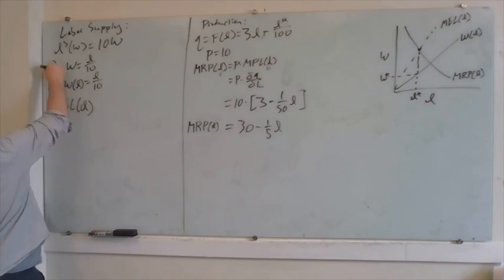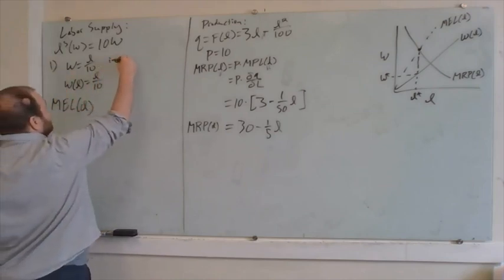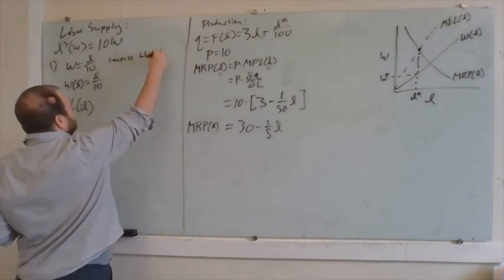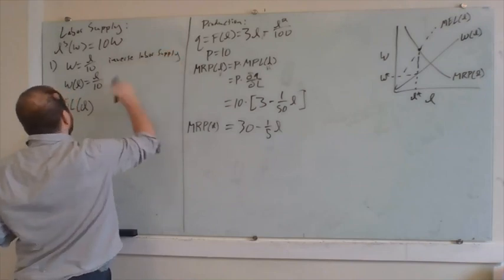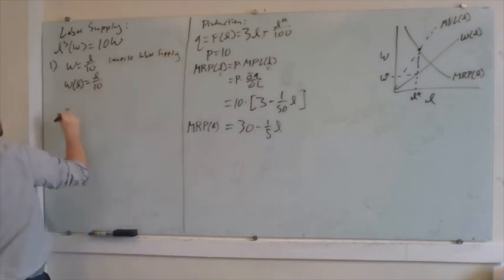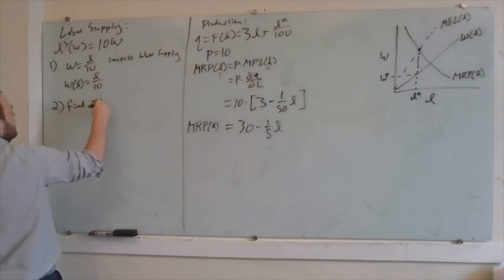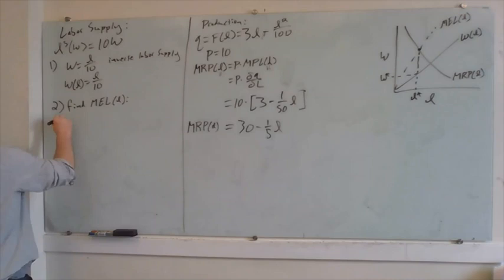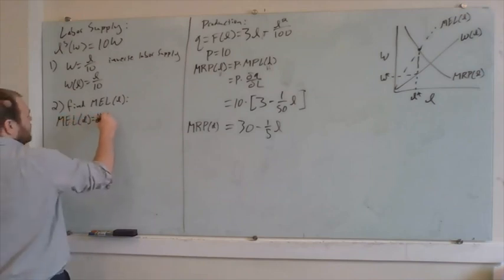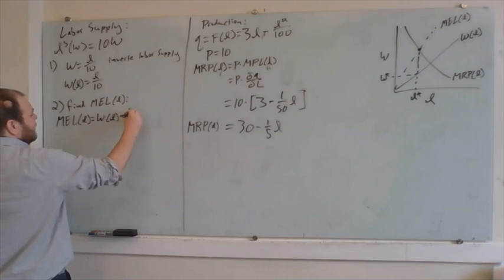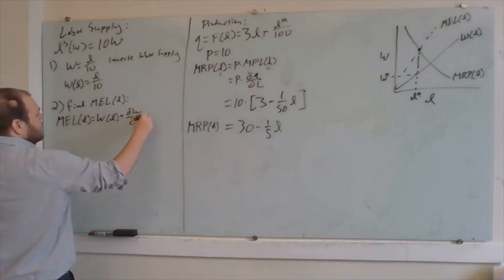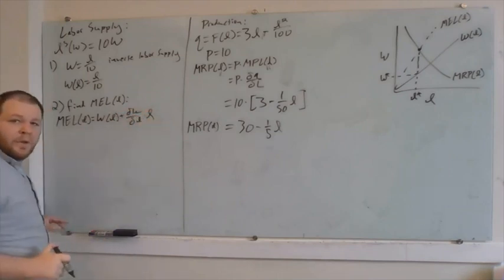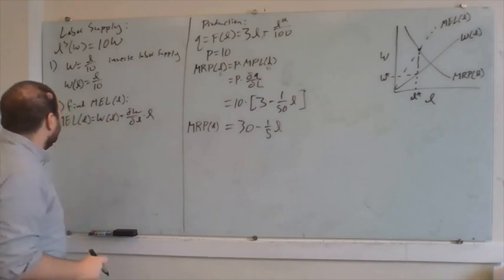Right, so this is step 1, this is inverse labor supply. Step 2 is we're going to find our MEL, right, which we're going to do by saying our MEL is going to equal the wage plus dW dL times L, right? Pay this worker, give everyone else a raise.